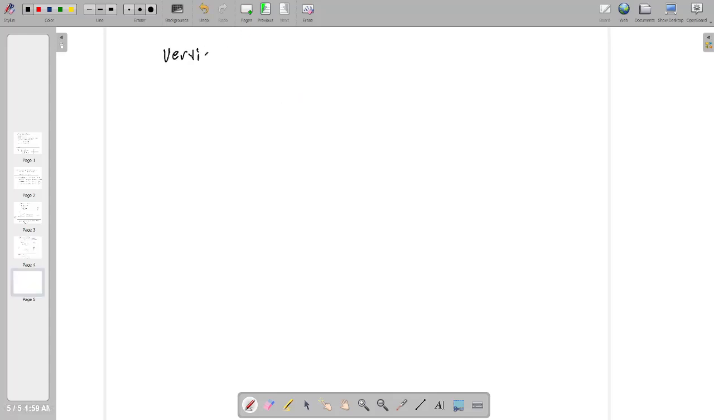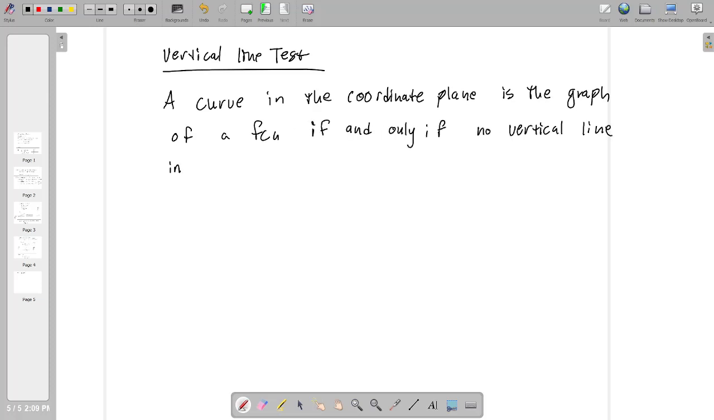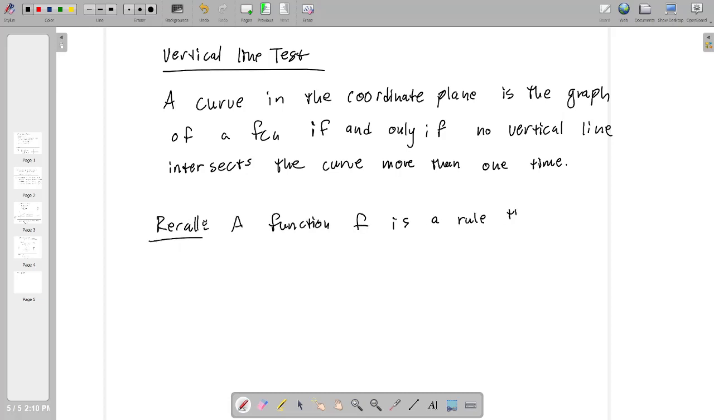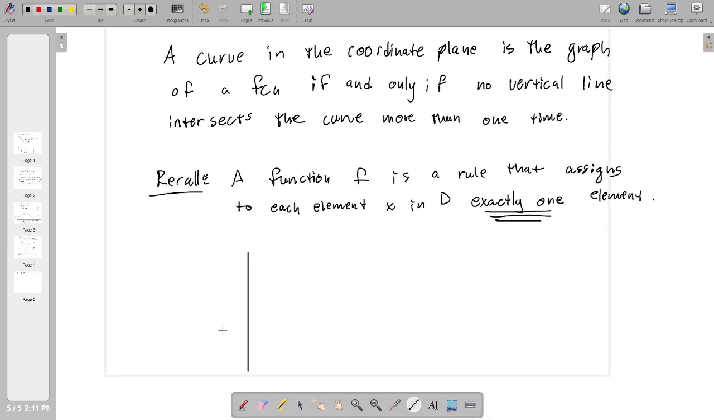And the next topic I want to talk about is the vertical line test. A curve in the coordinate plane is the graph of a function if and only if no vertical line intersects the graph more than one time. Now, to think about this and to show you this concept, we need to recall what a function is. A function f is a rule that assigns to each element x exactly one element. So what we mean by this is that the output is exactly one element.